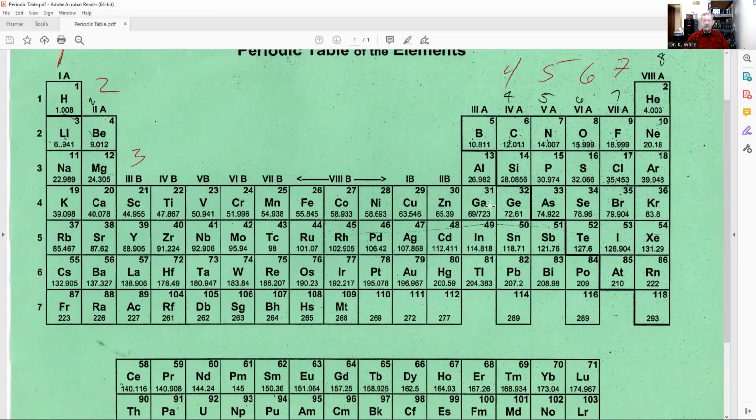Now, you'll be able to use this periodic table during all the tests and the final, so you don't have to memorize this. Yay.